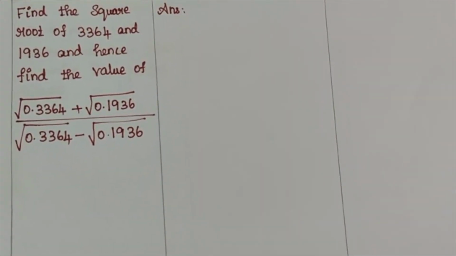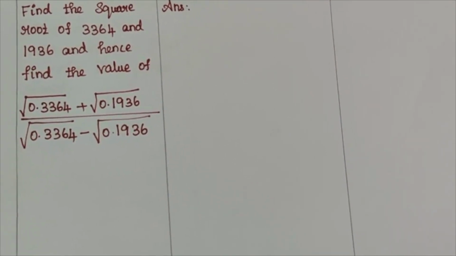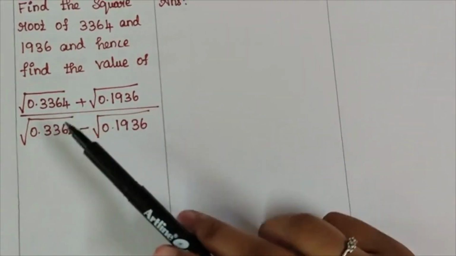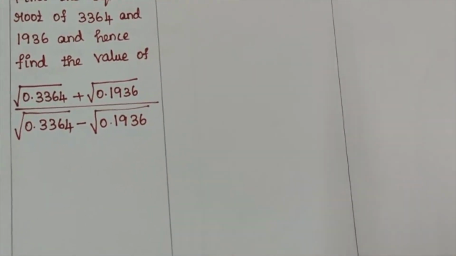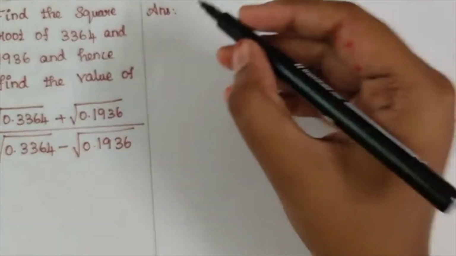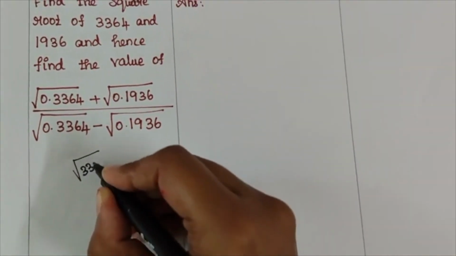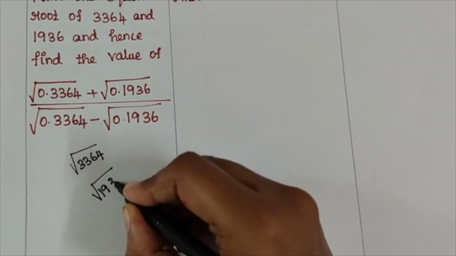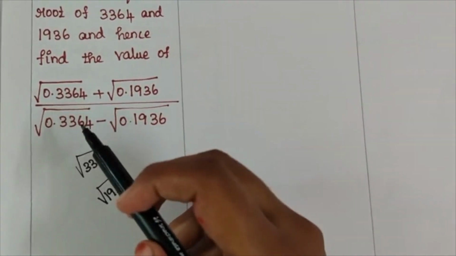The square root of 3364 and 1936, and hence find the value of root of 0.3364 plus root of 0.1936, divided by root of 0.3364 minus root of 0.1936. In order to solve this one, first we need to find the square root of 3364 and the square root of 1936. After finding the value of these two, we can substitute in this one and find the value.